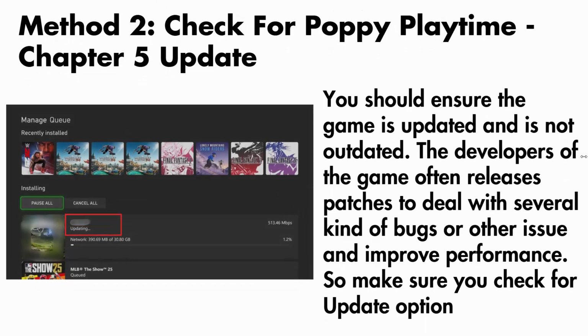If not, next method is to check for Poppy Playtime chapter 5 update. So you should ensure the game is updated and is not outdated. The developers of the game often release patches to deal with several kinds of bugs or other issues and improve performance. So make sure you check for an update option, and after updating the game, launch it and check.